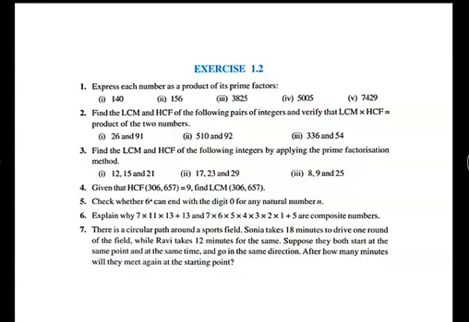In question number 4, the HCF is given as 9. You can find the LCM of this. Question number 5: check whether 6 to the power n can end with the digit 0 for any natural number n. Similarly, in question number 6, we want to prove that two numbers are composite numbers. All these questions depend on the fundamental theorem of arithmetic. Now I am explaining the questions.